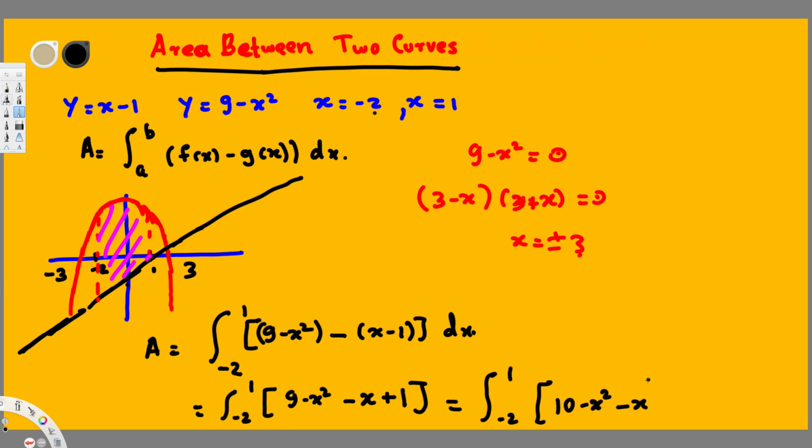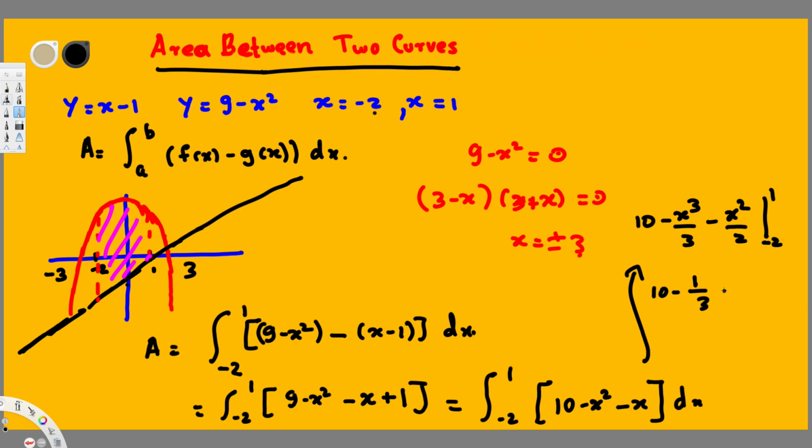Now let's do the integration. If we integrate this, that's going to give us 10x minus x cubed divided by 3 minus x squared divided by 2, going from negative 2 to 1. Now let's plug in 1 first. If we plug in 1, this is going to give us 10 minus 1 over 3 minus 1 over 2, and then minus, and if you plug in negative 2, this is going to be 10 times negative 2, minus negative 2 cubed, which is going to be negative 8. So this is going to be negative 8 divided by 3, and then negative 2 squared is going to be positive 4. So this is going to be positive 4 over 2.